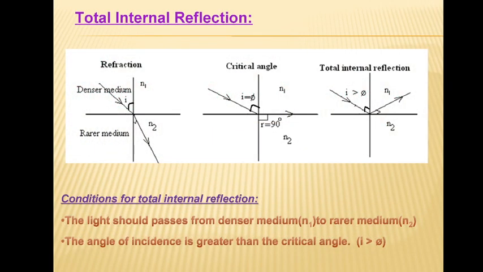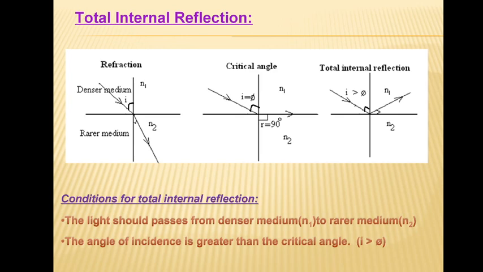Total internal reflection is when light passes from a denser medium to a rarer medium. Denser means the medium whose refractive index is high, and rarer means the refractive index of the medium is less compared to the first one. This is known as the angle of incidence. When the angle of incidence is less than the critical angle, what happens? The light passes from the higher refractive index medium to the lower refractive index medium.